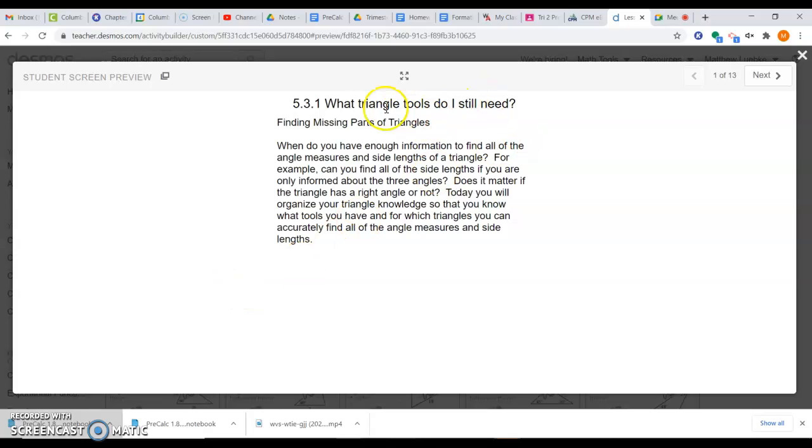All right, here's my video guide for lesson 531. What triangle tools do I still need? And so the idea here is a reflection of what tools do I have to solve for triangles. We've talked about in chapter 5, sine, cosine, tangent.